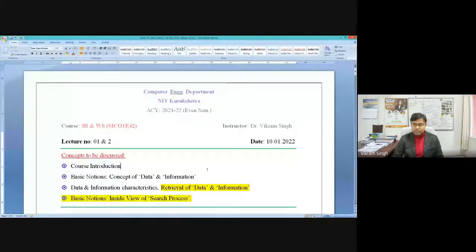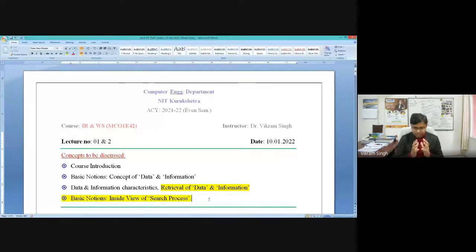So that's one part we will discuss. We will briefly compare data retrieval and information retrieval. That's what I'm trying to say. And second, we will discuss the most important factor related to your course or syllabus. It is called the view of a search process, how a search process looks.